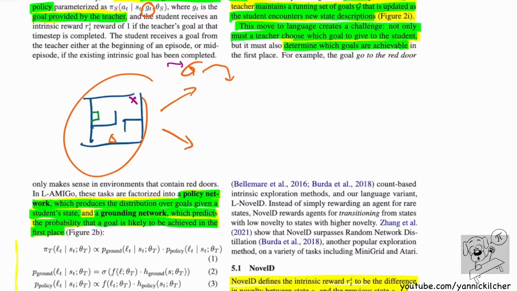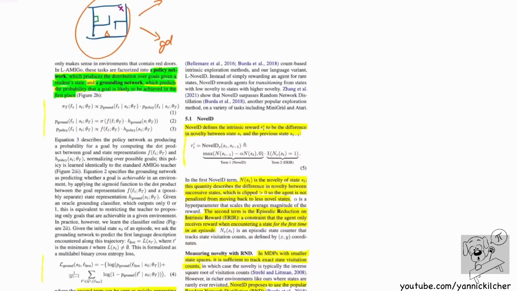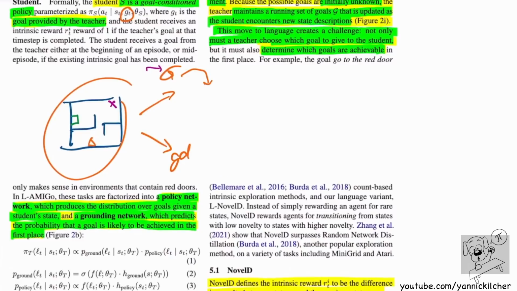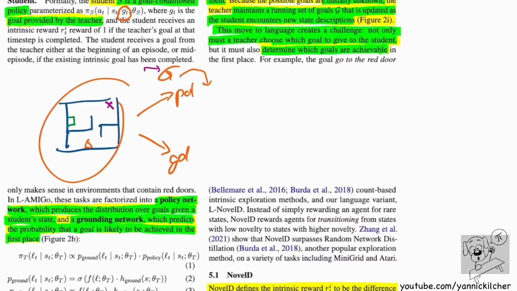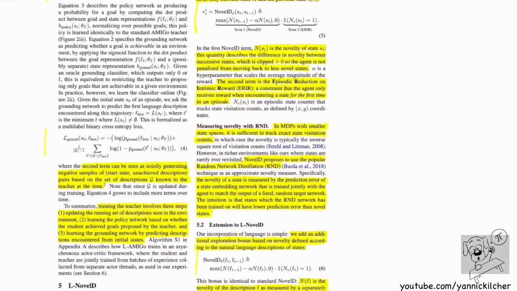The other network it does is this grounding network. So the grounding network, let's call that GD, gets the initial state and it checks which of the goals are even possible to reach. So these are two slightly different targets. The policy network wants to propose goals which it finds challenging enough for the student to fulfill. The grounding network wants to check which of the goals are even reachable in the first place.